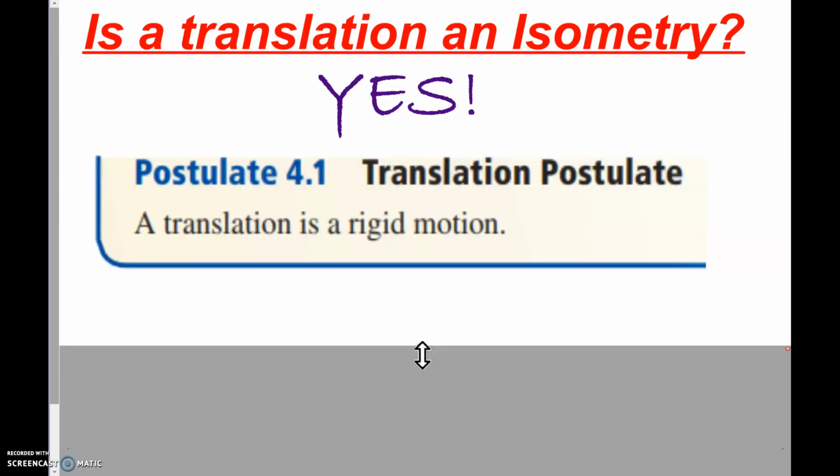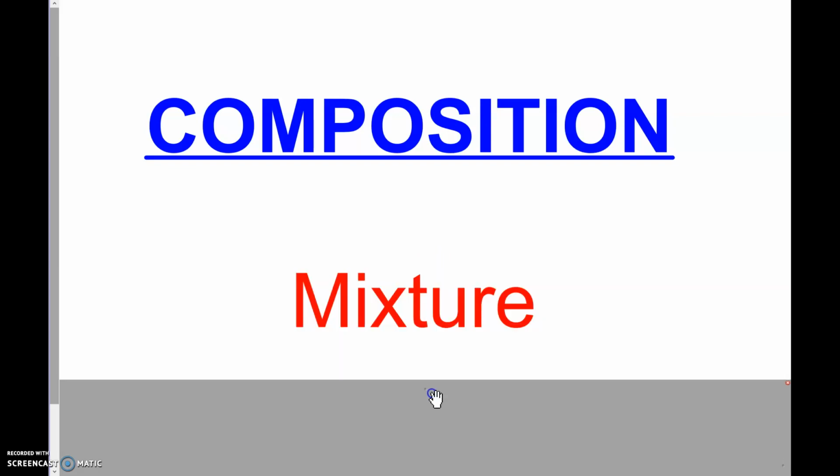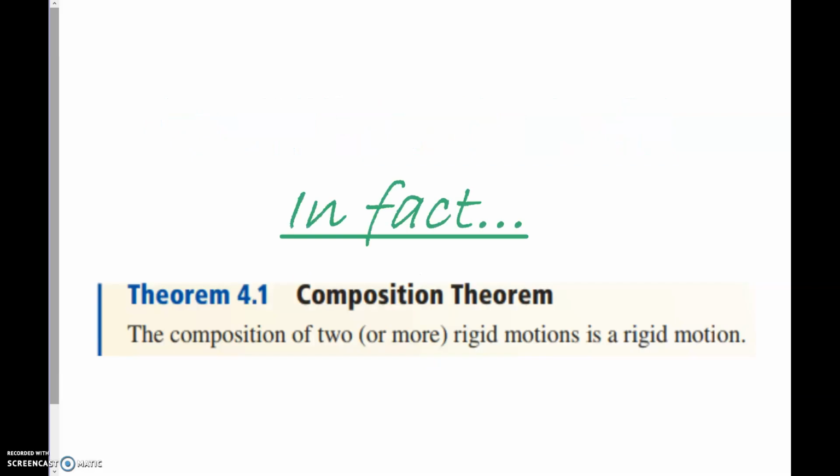Is a translation an isometry? When you take any kind of translation, yes, it is. It preserves both of those things. Composition, especially when you're talking about science, is a mixture of things. In math, typically it is a combination of two or more things. So a composition of two or more rigid motions stays a rigid motion. If we take two things and combine them, then it is going to stay a rigid motion.